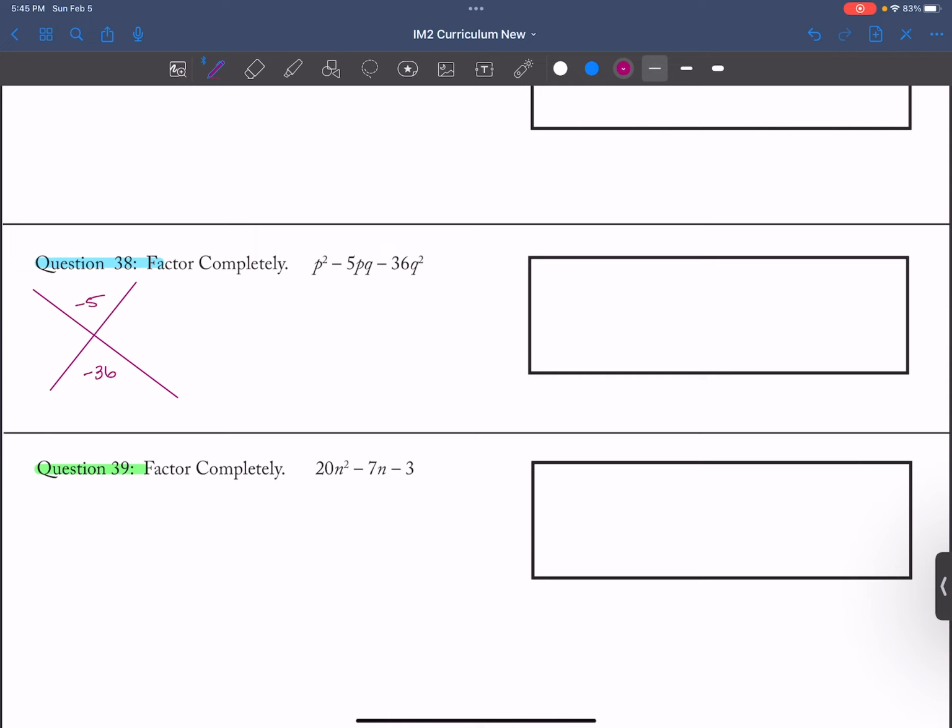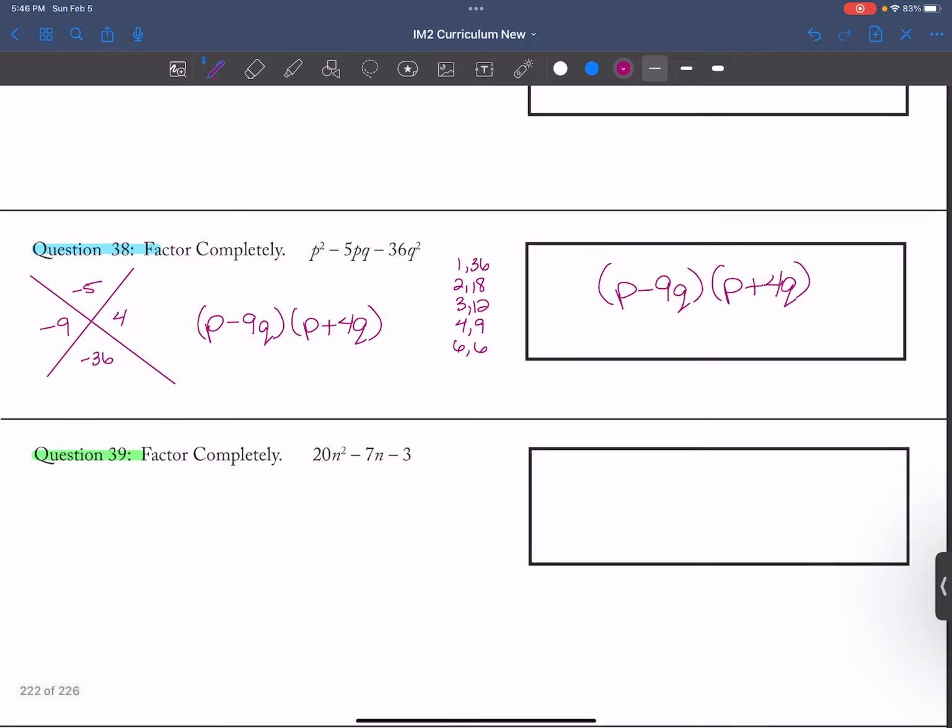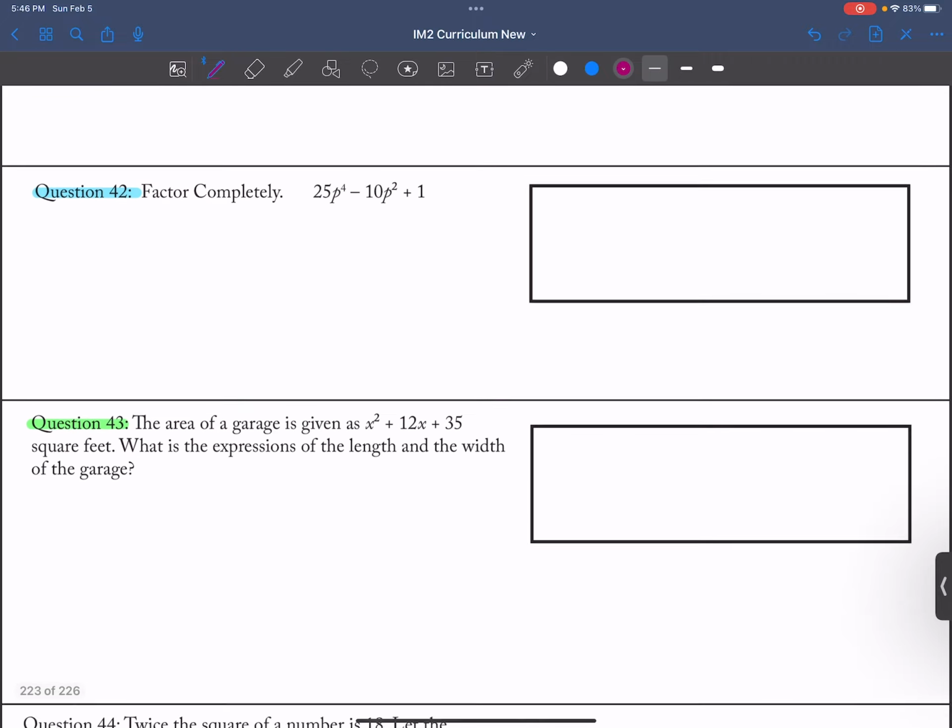Okay, so negative 36. So 1 and 36, 2 and 18, 3 and 12, 4 and 9, 6 and 6. I want 5, so that's a negative 9 and a positive 4. So that's P minus 9Q and P plus 4Q. 38, 40, 42.